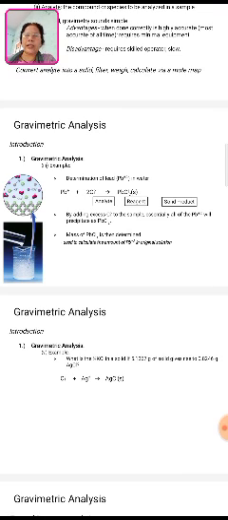An example of gravimetric analysis given here is the determination of lead, that is Pb2+, in water. Lead content is present in ocean water, drinking water, and municipal water. How is it to be determined?